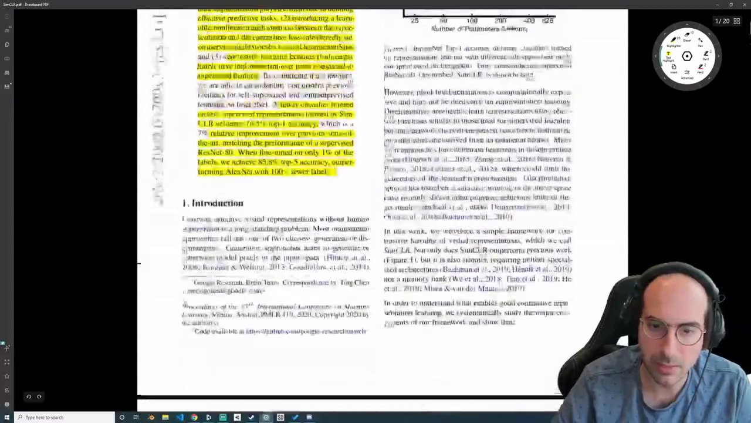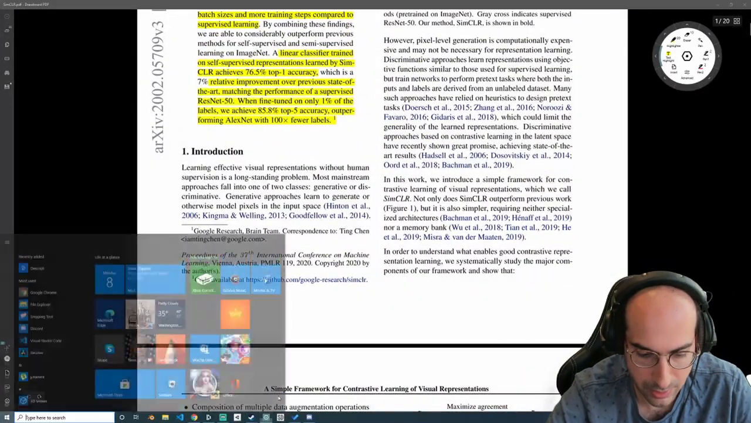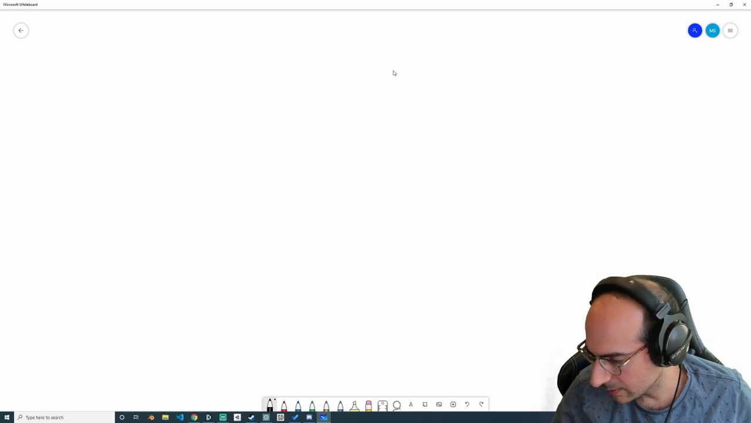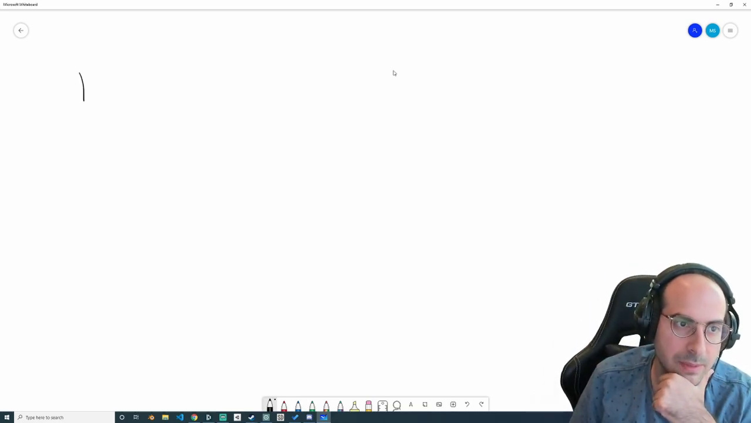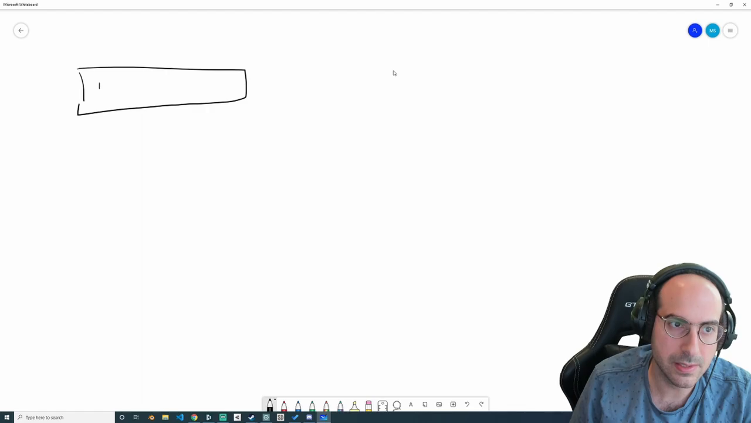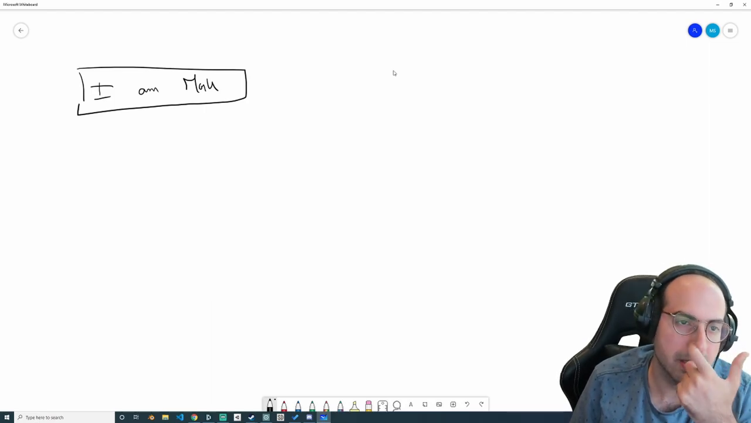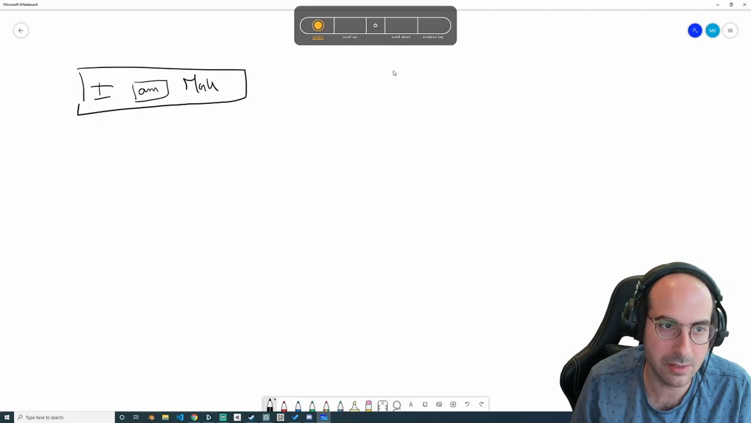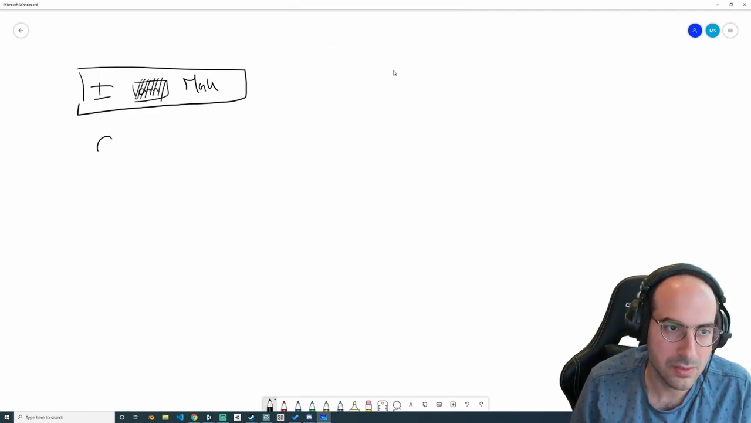So what does this mean? There are lots of words, but let's disambiguate some of them. Imagine, I've talked about BERT a billion times already, but it provides a good analogy for self-supervised learning. In BERT, let's say you have the sentence "I am Mark." Assume you mask one word out. Let's say this word is masked. So given "I" and "Mark", predict "am", right?